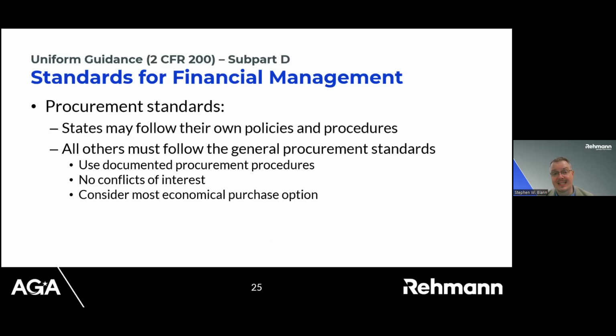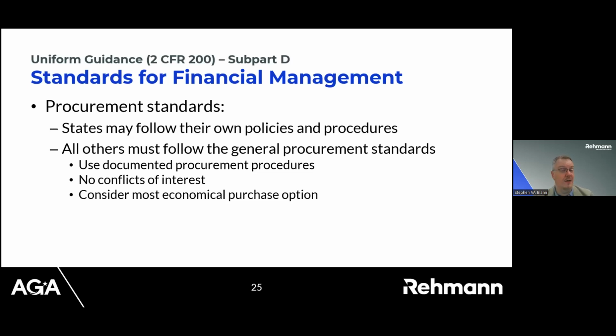Now, if you happen to be a state government, you get off easy. You just follow your own policies and procedures, and the feds don't take it any further than that. But for everybody else, for counties, for cities, for villages, for special purpose governments, for school districts, for nonprofits, for hospitals, for colleges and universities, basically everyone who's getting a federal grant who isn't a state, you have to follow the general procurement standards.